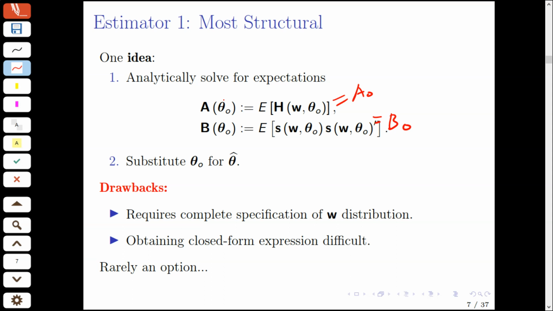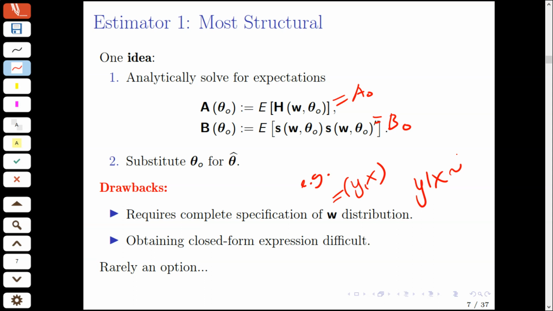Now this idea clearly has some drawbacks. One is that we need to analytically solve for these expectations. In general, in order to solve for these expectations, we would have to completely specify the distribution of W. This may or may not be something that we're willing to do. For example, often we're thinking of W as being composed of two parts, some outcomes and some inputs, and we've only specified, say, the distribution of the outcomes given the regressors X, not the distribution of the regressors themselves.